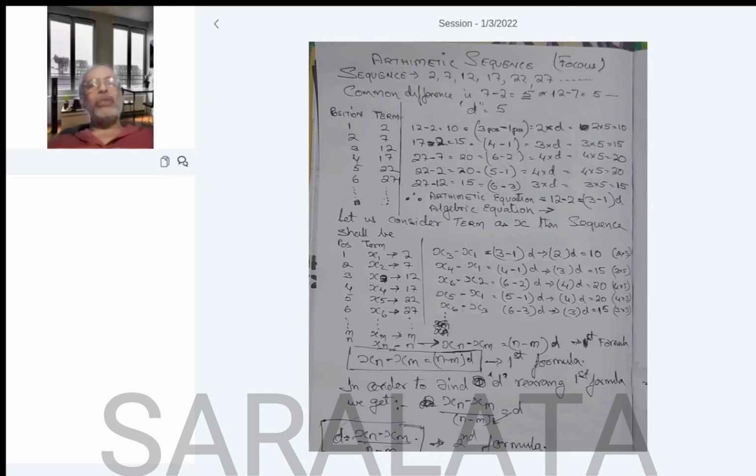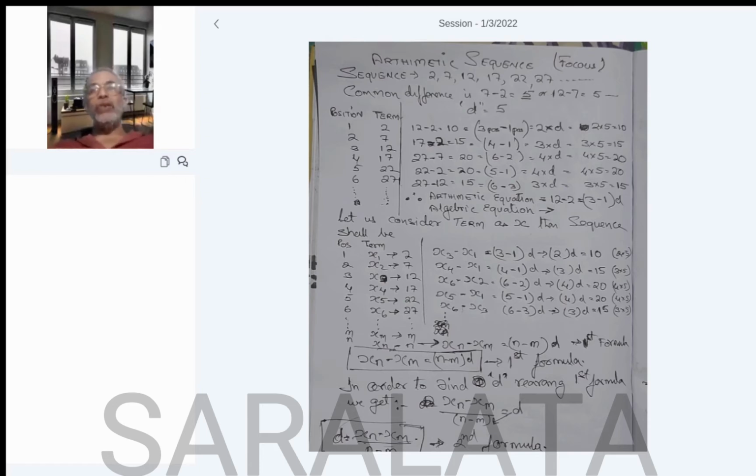So what I do is xn minus xm is equal to n minus m into D, n minus m into D. And I read this as the formula for an algebraic sequence. But with this formula, what I need to find out is my D, that's the common difference between the terms.